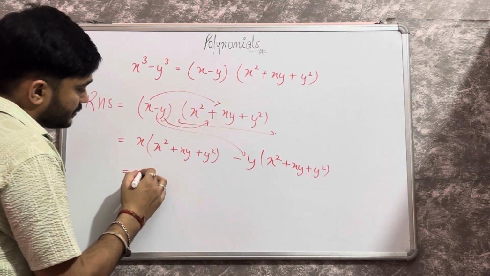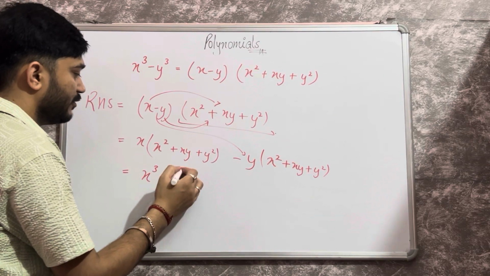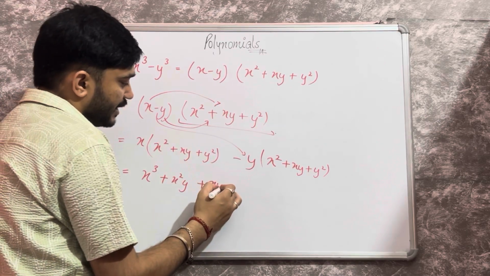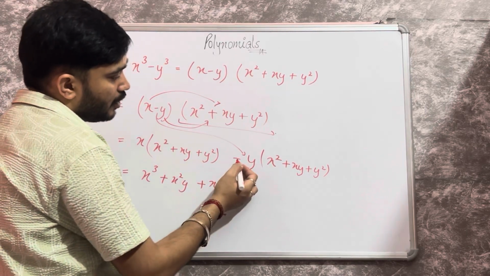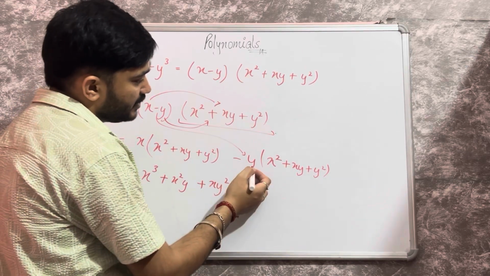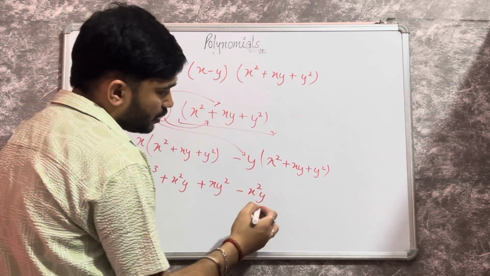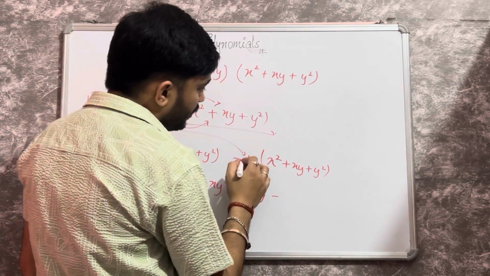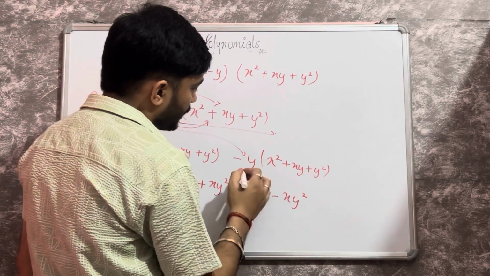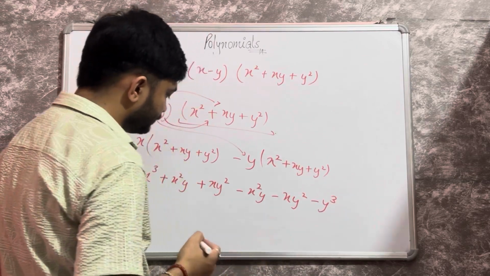Now multiply this x throughout the bracket and this y throughout the bracket. x into x square is x cube, plus x into xy is x square y, plus x into y square is xy square. Any doubt? Now minus, take this minus inside the bracket as well. Minus y into x square is minus x square y, minus y into xy is minus xy square, minus y into y square is minus y cube.